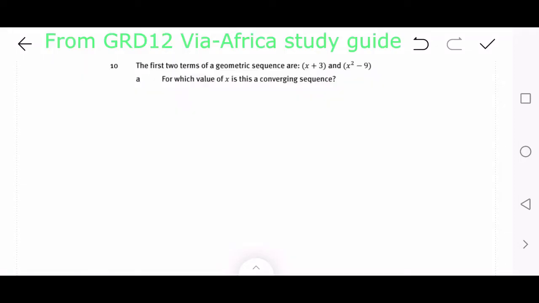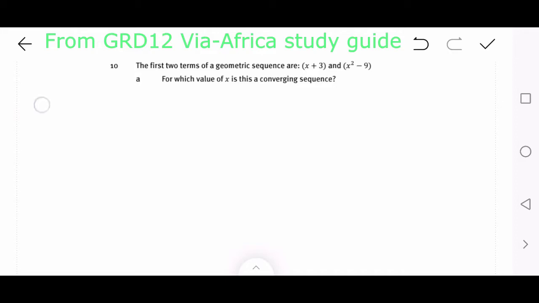Our next question says, for the first two terms of a geometric sequence, x plus 3 and x squared minus 9. And the question says, for which values of x is this sequence going to converge? So what we need to get here is the constant ratio, because we know that the condition for convergence has to do with the constant ratio.